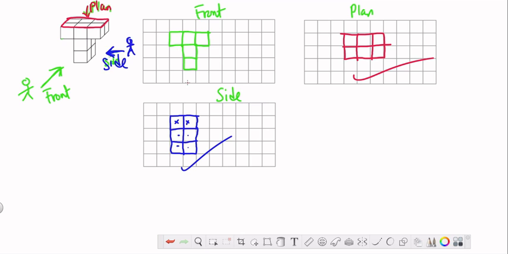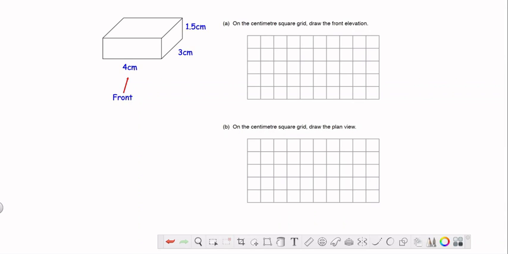Okay, this topic is called elevations. Now this next question I've taken from Corbett Maths. Got a 3D diagram here. Part A, draw the front elevation. Now it's already marked the front elevation for you. So if a person was standing here, what would that person see? Obviously that person would see just this face, this bit there. So I need to draw that.